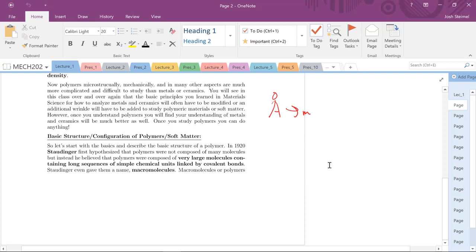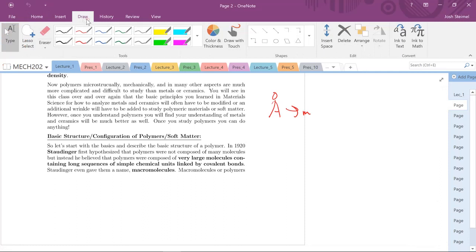Hi everyone, so we're back again and we're actually going to get into the nitty gritty here and talk about some brief introduction about polymers. Specifically, today we're going to get into the basic structure and configuration of polymers and soft matter.